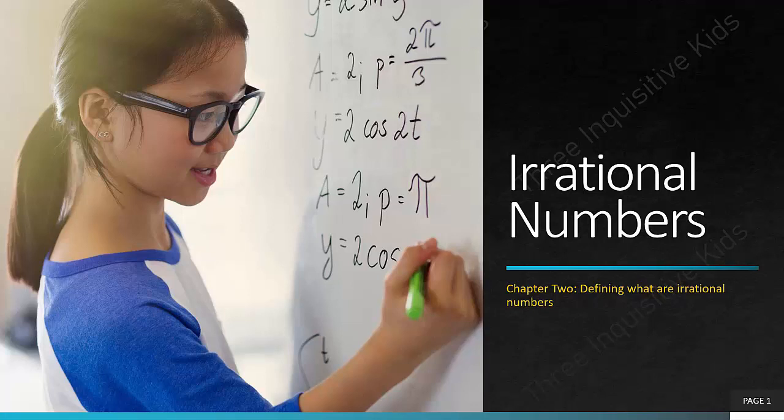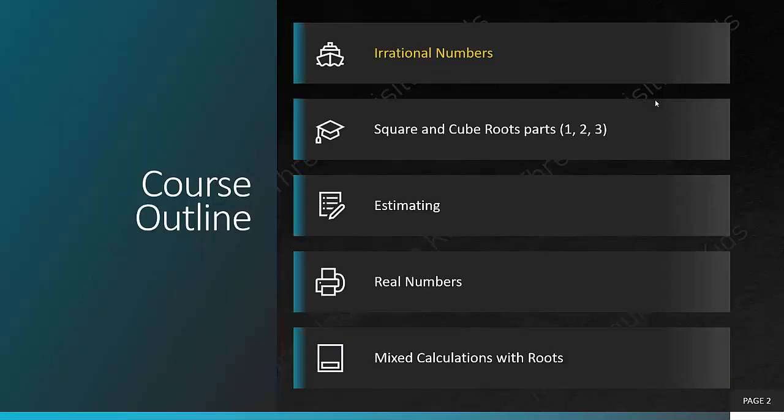In this video, we will be learning about irrational numbers. So, Chapter 2, defining what are irrational numbers. Our course outline for this unit, Unit 2, would be first irrational numbers, the lesson we are doing right now. Then there will be 3 lessons on square and cube roots. Then we're going to learn about estimating real numbers, and then finally mixed calculations with roots.